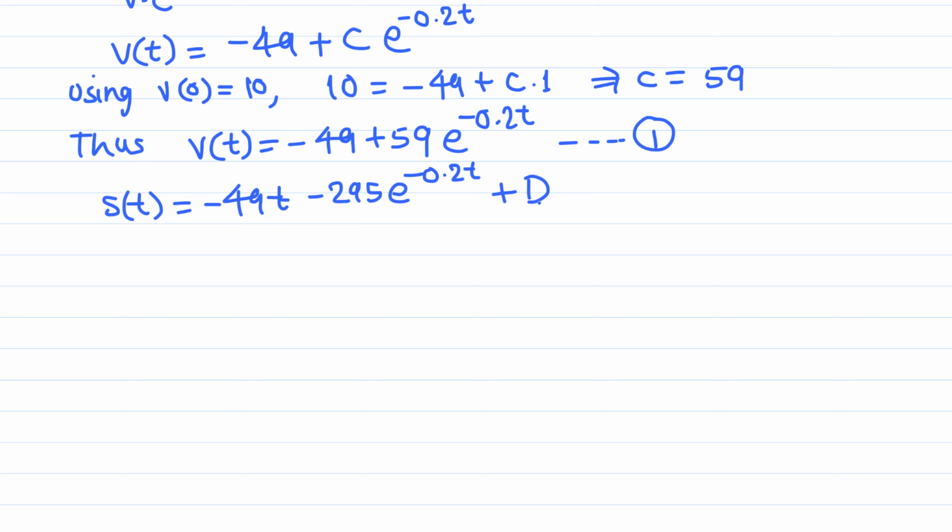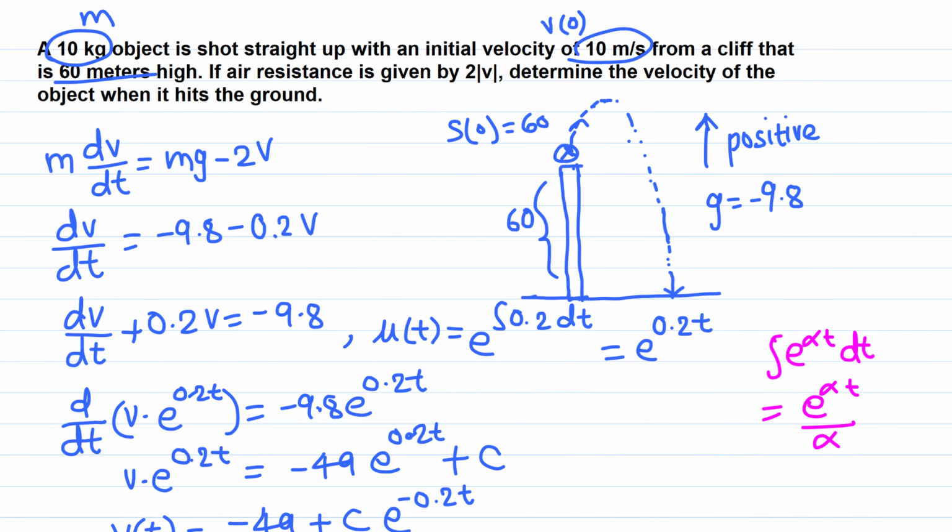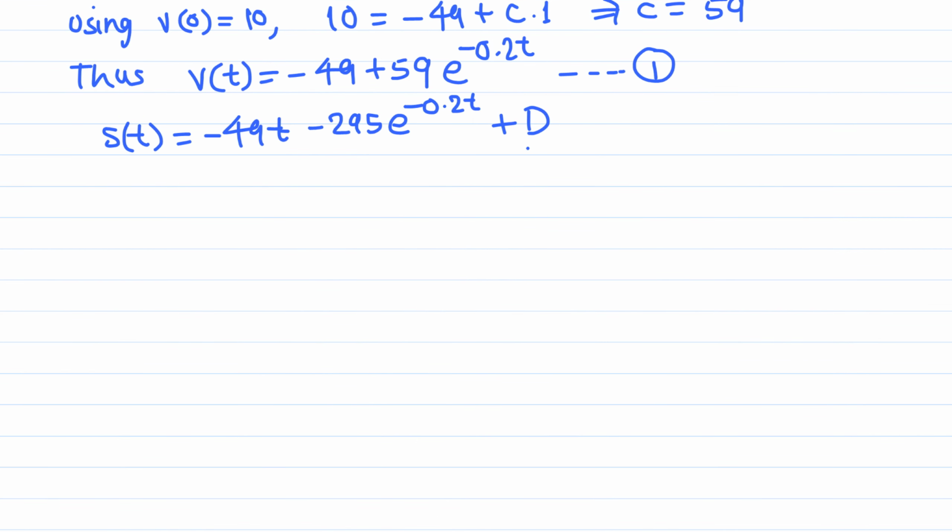Now we can determine this constant. I am using d because c is already used, or you can use c. We use the initial position, the initial height, which is 60 given in the question. So using s of 0 equals 60.